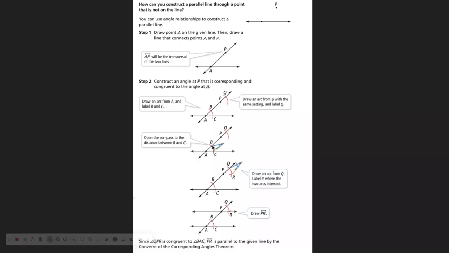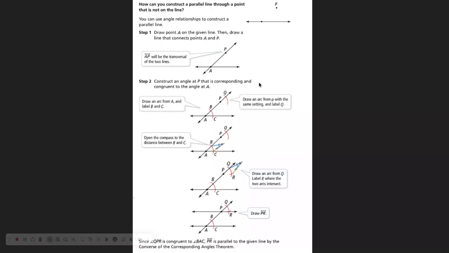Then we measure the distance from B to C and put our compass on this point Q and swoop the same arc down here. So now we have an intersection point. And the intersections of these 2 points determine angle QPR, which we have now proven to be congruent to BAC because we copied it. And since corresponding angles are congruent, these 2 lines must be parallel.